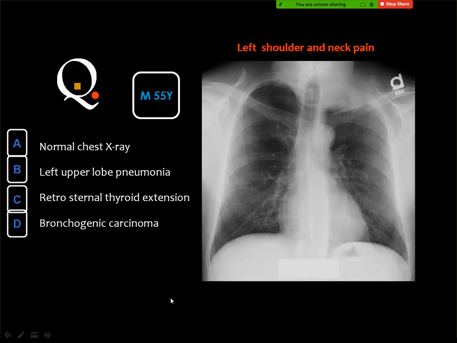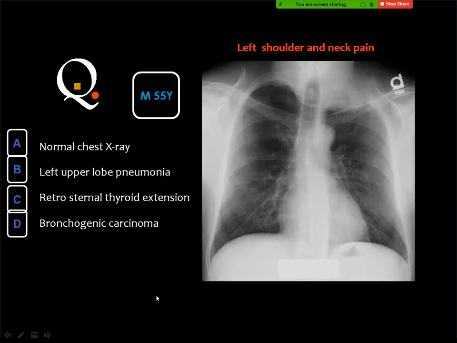Then the next case is a patient 55 years old with left shoulder and neck pain. Bronchus tumor. Bronchogenic carcinoma. Yes, this is bronchogenic carcinoma. Okay, and this is bronchogenic carcinoma, which is located at the apex of the chest and is known as Pancoast tumor or the superior sulcus neoplasm.